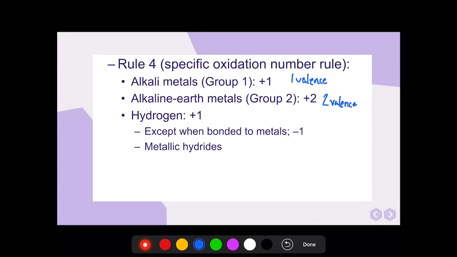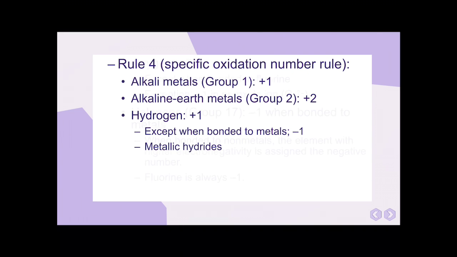That actually has a special term. When hydrogen bonds to a metal, it's called a metallic hydride. That's a definition that you want to know. All it is is hydrogen bonded to a metal. So if I give you a metal like copper, and hydrogen bonds to it, that would be an example of a metallic hydride. So again, alkali metals, group 1, have a positive 1 oxidation number. The alkaline earth metals have a positive 2. Hydrogen has a positive 1 unless it's bonded to a metal, and then it would have a negative 1 oxidation number.